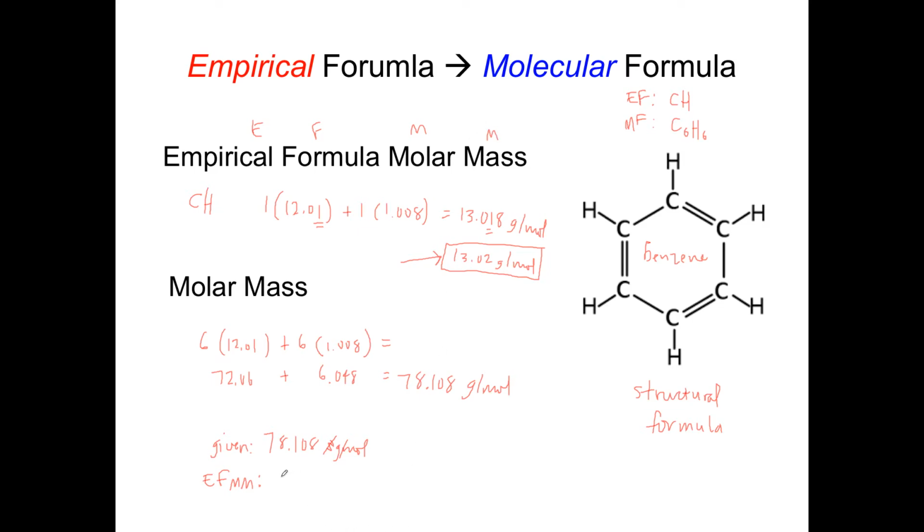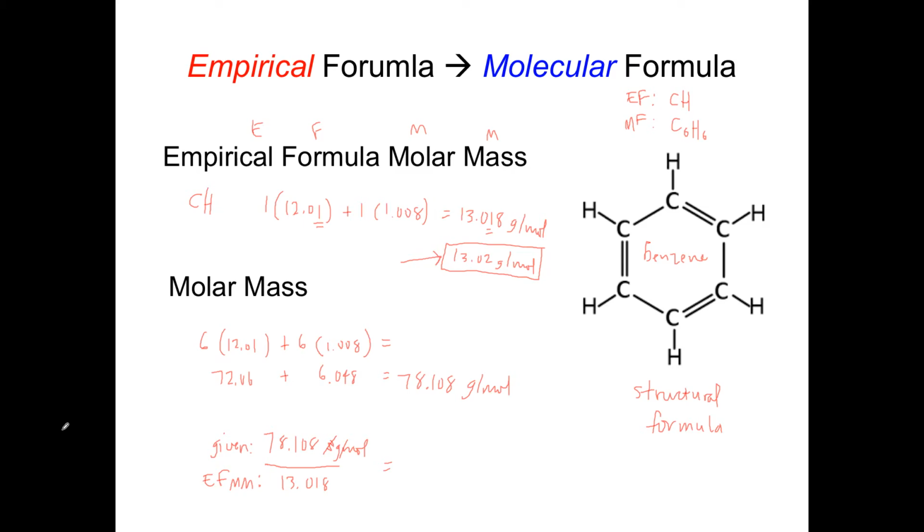And if you found that was 13.018, watch this now, what you would do is take those and divide. Whatever the molecular formula is, it must be a multiple of this. Well, we know what the molecular formula is for this example because we're looking at it. But in these kinds of questions, you won't be given that. We'll do an example here in just a moment.